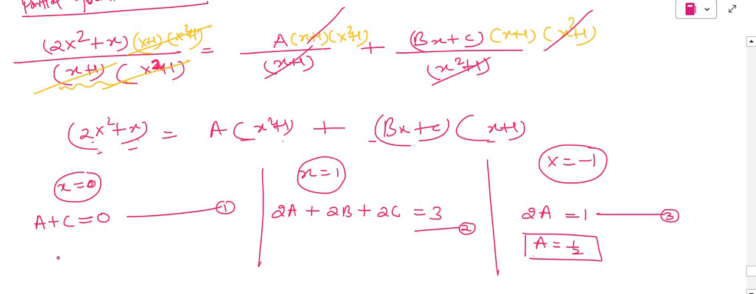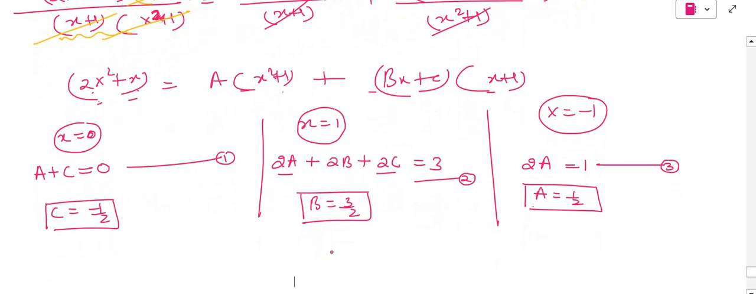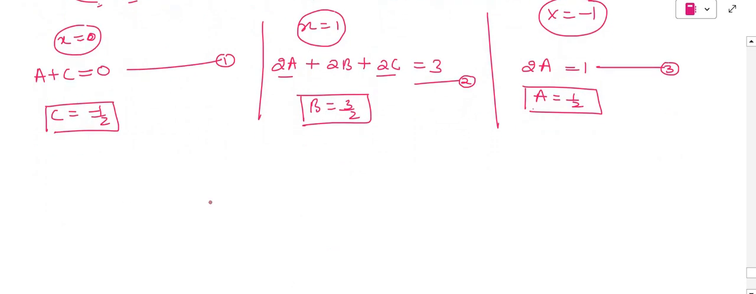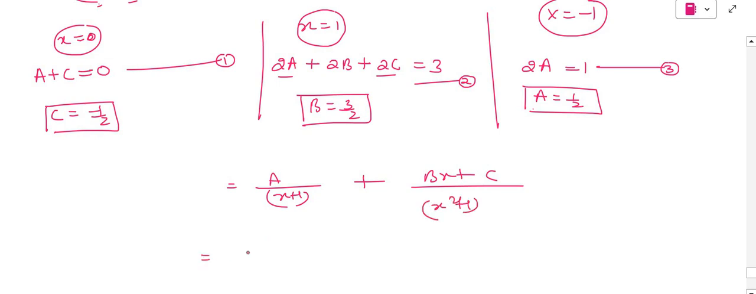Correct? If you put a here, then you will get c is minus 1 by 2. Now you put a and c here, then you will end up having b is equal to 3 by 2. You can try to solve on your own. Once you have a, b, c, what are your partial fractions? Partial fractions were a by x plus 1 and bx plus c by x square plus 1. Okay? So a is 1 by 2 and b is 3 by 2.